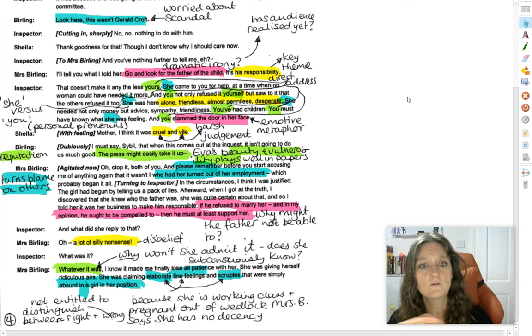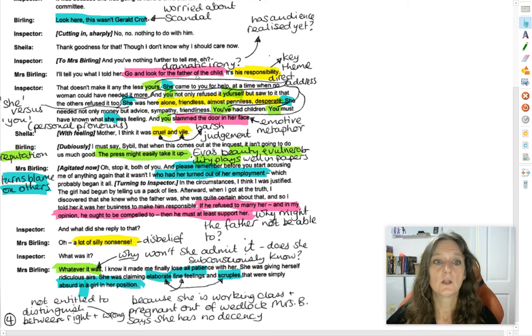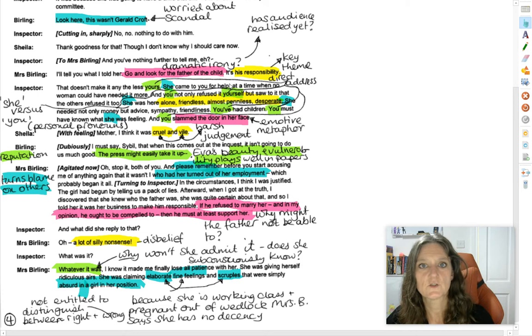She was here alone, friendless, almost penniless, desperate. She needed not only money, but advice, sympathy, friendliness. You've had children. You must have known what she was feeling, and you slammed the door in her face. So it's like you. And there is nothing good in that little section there that Mrs Birling, you have done. It's all horrible things that she's done. And then we have a look at the contrasting personal pronoun, she. She came to you for help. She's desperate and she needs help. She's not doing anything wrong.